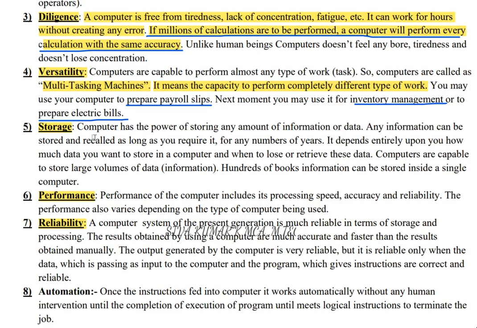Next, storage. What is storage? Memory. Storage is nothing but memory. A computer has the power of storing any amount of information or data. It can store any kind of data. There are two types of memory: primary and secondary. Primary is the inbuilt memory, secondary is the additional memory. Next, performance. Performance of the computer includes the processing speed. You know processors? i3, i5, i7, i9. The performance and speed of the computer depend on accuracy and reliability.